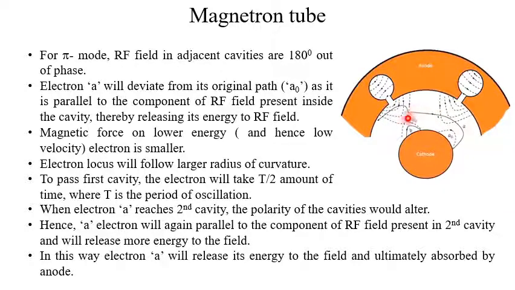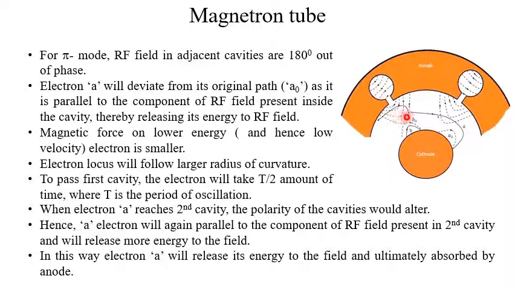Right now it is showing anti-parallel, but actually at this point the polarity of the RF field would change. So these arrows should be reversed. That means when the electron passes through this cavity, it will face the parallel field again and it will give some of its energy again to the RF field present in the second cavity.